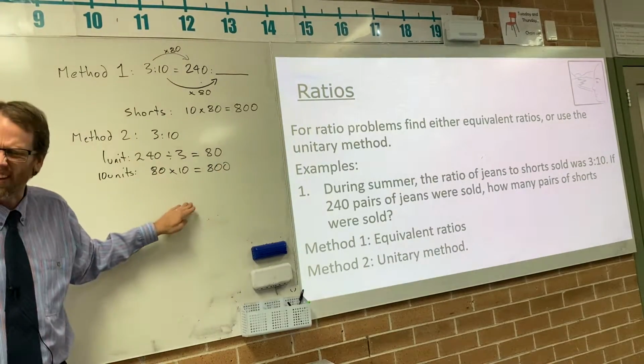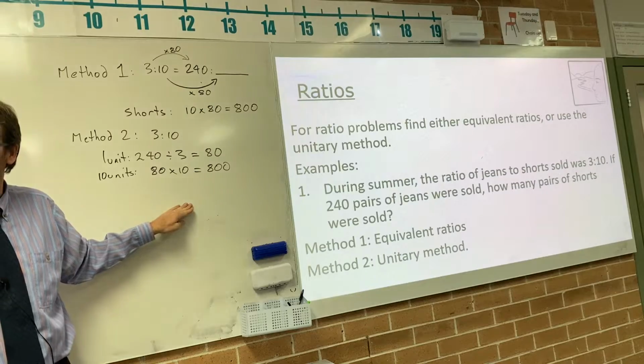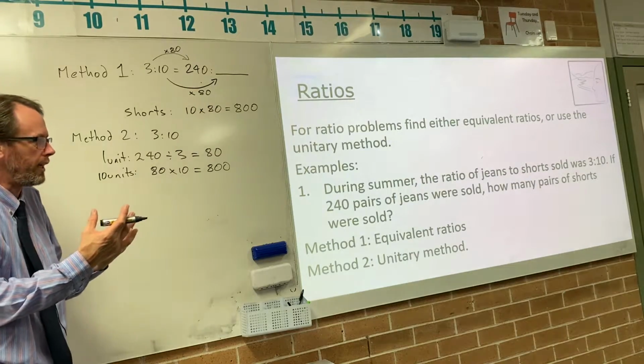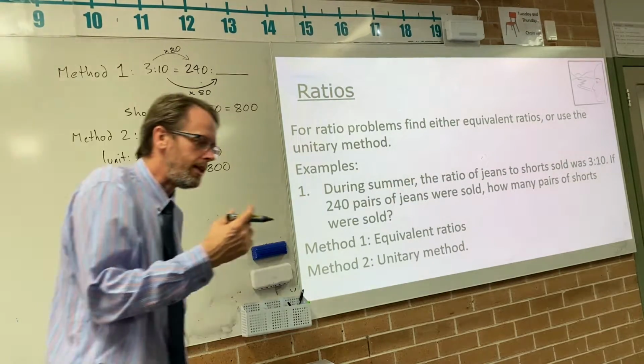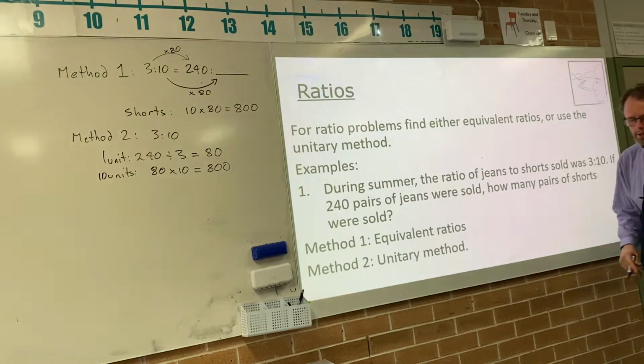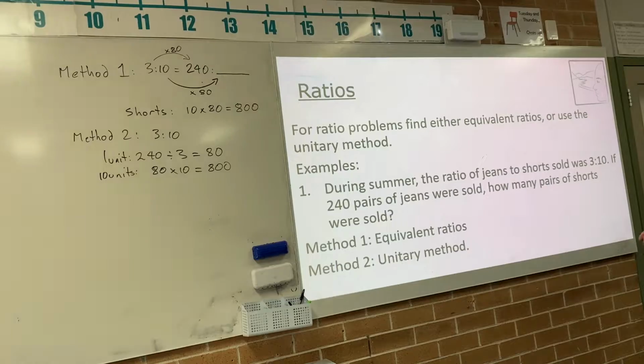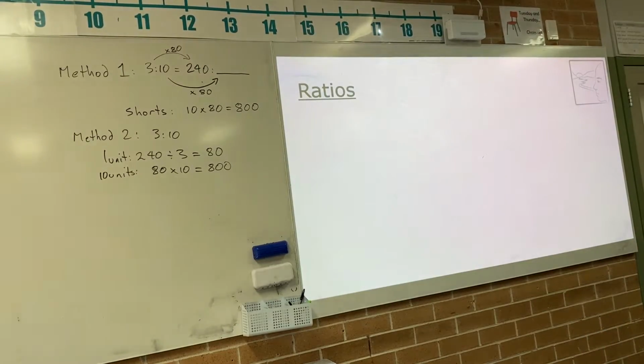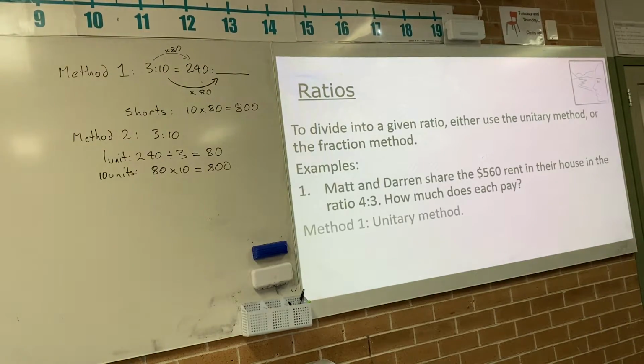Very similar, aren't they? They're quite similar in the end. You're still doing the same sort of thing, but that's what you need to be able to do. So it's either the equivalent ratio or the unitary method. Let me see if I can find one more example for you. So here we go, one more example.